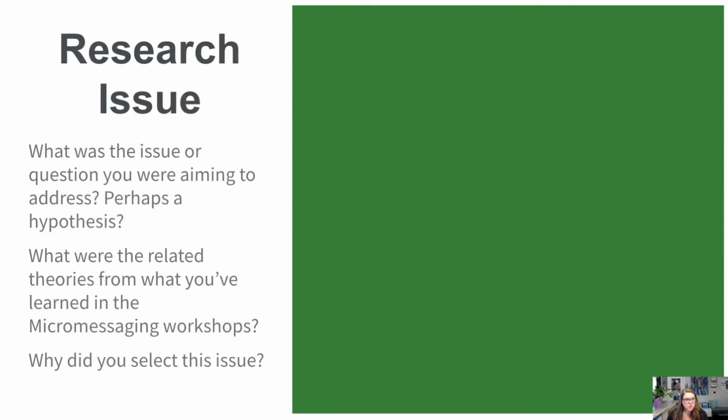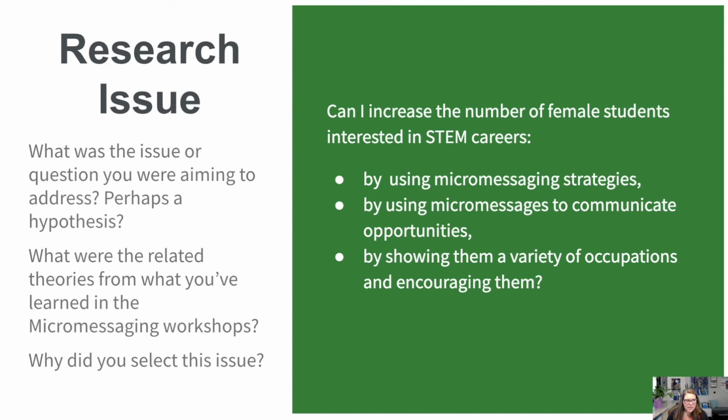The second thing that you're going to do is identify the research issue. You're going to answer these questions. What was the issue or question you were aiming to address? You could craft a hypothesis, which is what we recommend. And then you're going to look at what were the related theories from what you've learned in the micromessaging workshops, and then define why you selected this issue. So in my example, the question might be, can I increase the number of female students interested in STEM careers by doing the 3 things? Using micromessaging strategies, by using micromessages to communicate opportunities, or by showing them a variety of occupations and encouraging them.